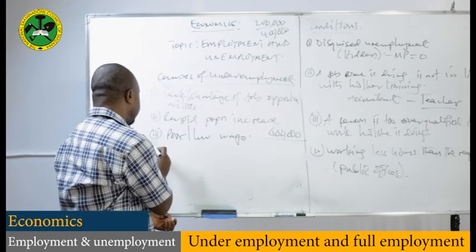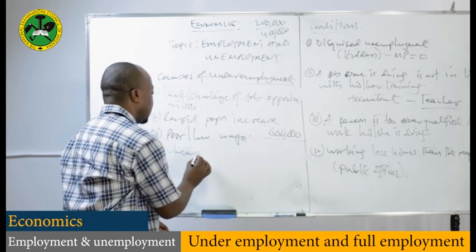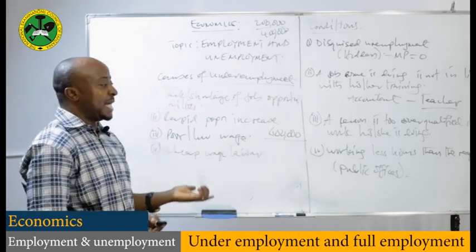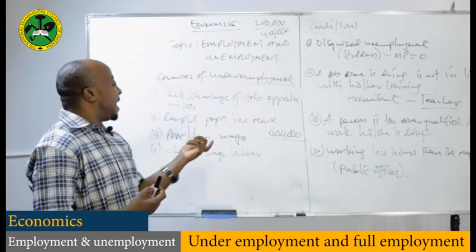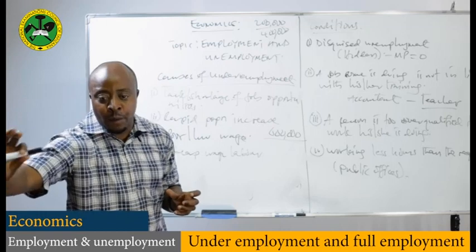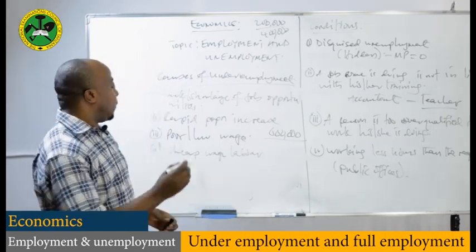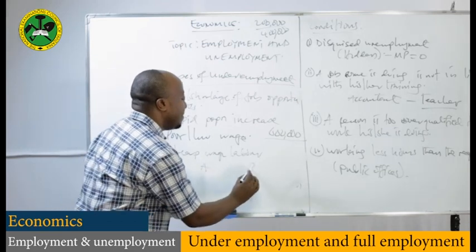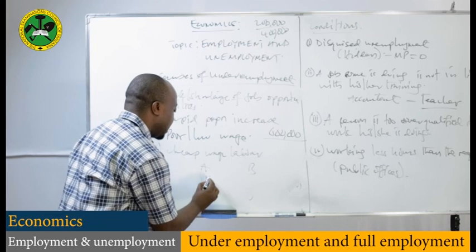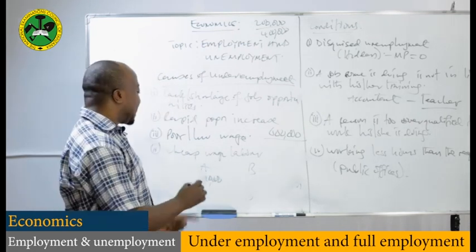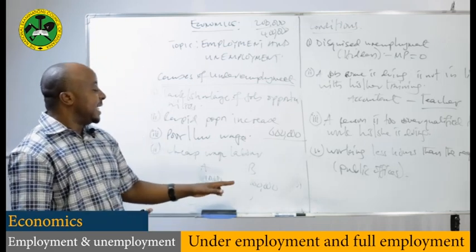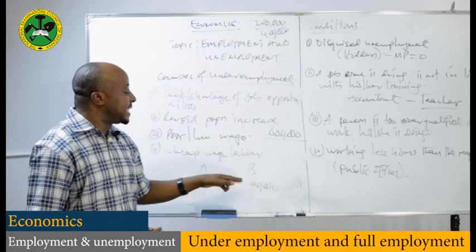Then another one we have is cheap wage labor. This is different from low wage. Some employers are likely to pay low wage or to employ cheap labor. If the company employs cheap labor, that means it will be capable of employing many people at a time. For example, let's say we have two firms, firm A and firm B. These firms own the same business. In firm A, a worker is paid 1 million. Then in firm B, for the same job, a worker is paid 500,000. It means firm B is looking for cheap labor, because these workers are paid cheaply.